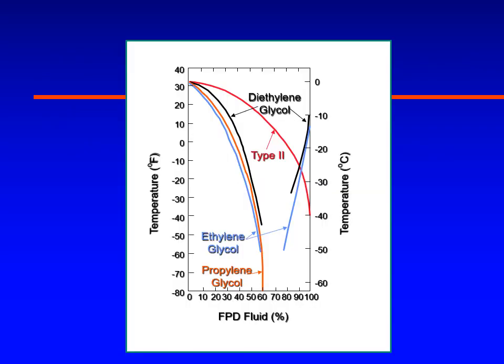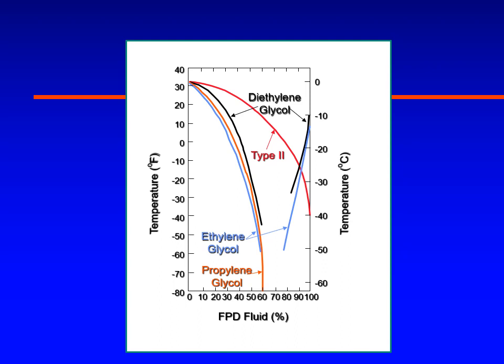This figure, taken from Advisory Circular 120-58, shows the protection level for various types of solutions. The horizontal axis is the FPD strength, in other words, the percentage of fluid to water, and the vertical axis is temperature, on the left side in degrees Fahrenheit, on the right side in degrees Celsius. The curves show different types of solution.